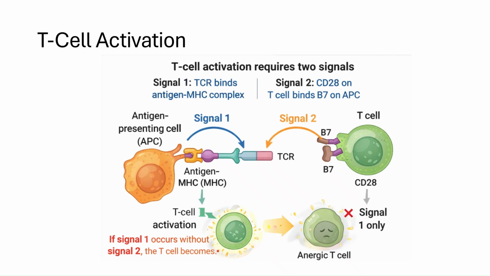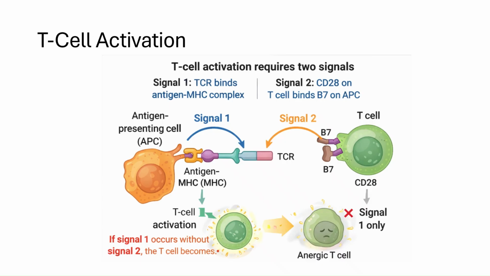Now the key concept to remember in signal 2 is that signal 2 tells the T cell that this antigen is dangerous and it's worth responding to. And this signal leads to IL-2 production, T cell proliferation, clonal expansion, and it also causes differentiation into effector and memory cells. So what happens if signal 1 occurs without signal 2?